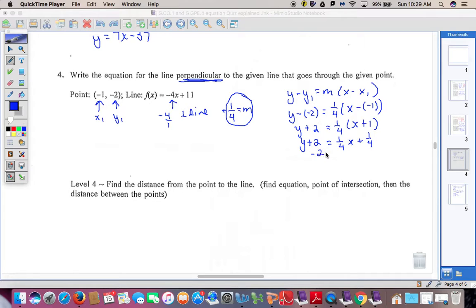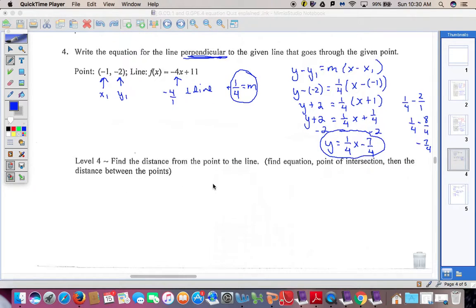And now I'm going to subtract 2 from each side. And when I subtract 2 from 1/4, that's the same thing as saying 1/4 minus 2 over 1, or 1/4 minus 8/4, which is a negative 7/4. So my equation is y equals 1/4 x minus 7/4. So this equation, y equals 1/4 x minus 7/4, is perpendicular to the line negative 4x plus 11, and it goes through the point of negative 1, negative 2.